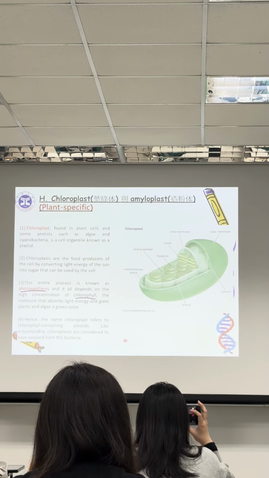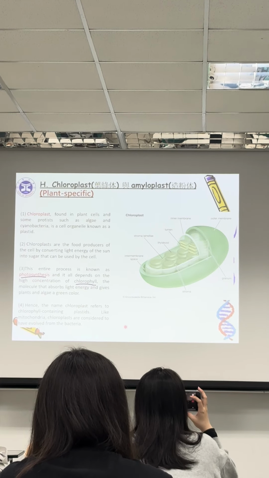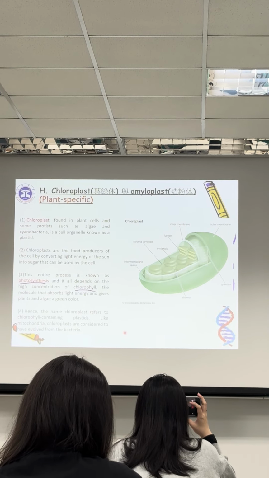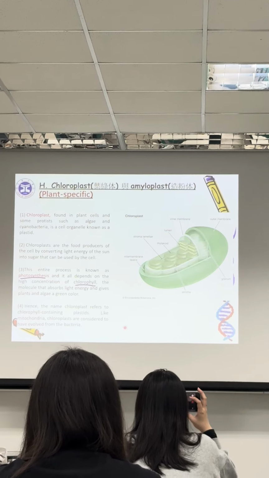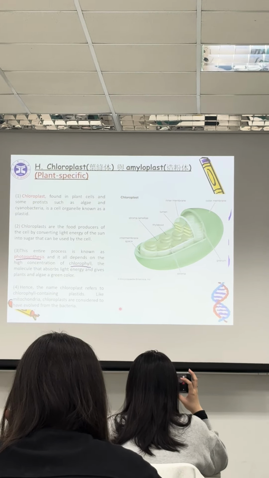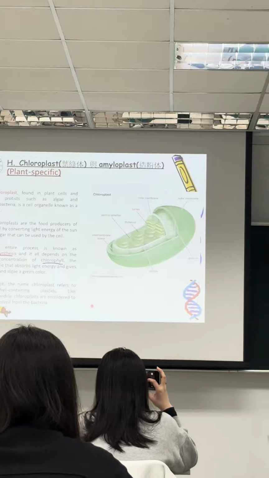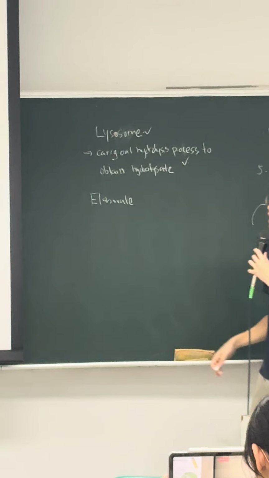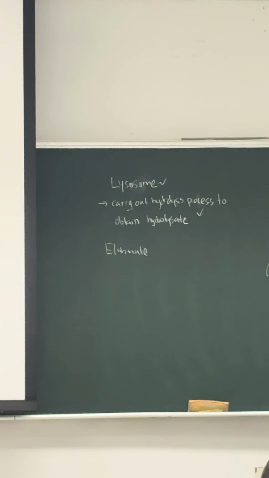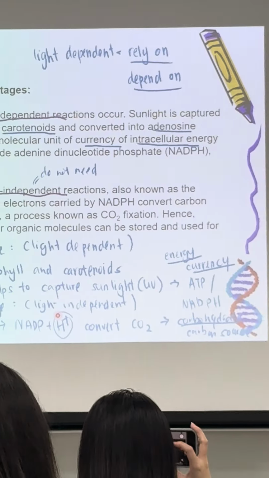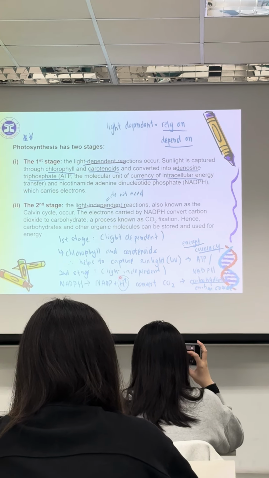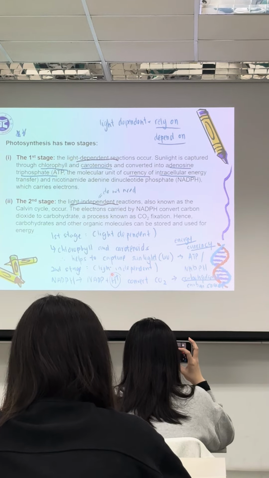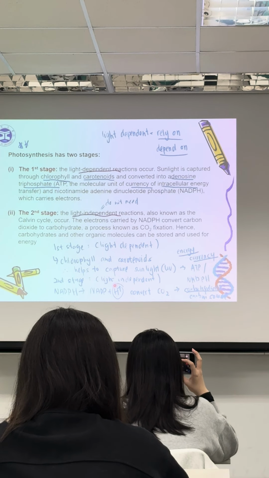So if the question asks about what is responsible for the photosynthesis process, state or elaborate. Elaborate, what does it mean? It means that you need to further explain. So if the question asks to elaborate 2 stages of photosynthesis, you need to explain what are the 2 stages of photosynthesis.